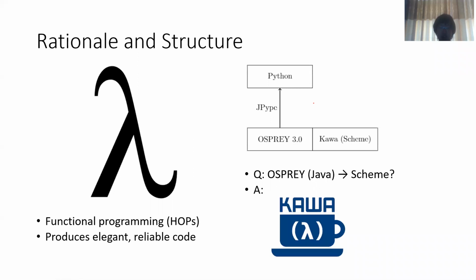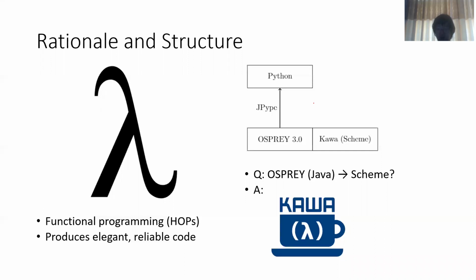Let's get into some rationale and structure of what Scheme OSPREY is. Scheme is a functional programming language in the Lisp dialect of languages, and it supports things like higher order procedures and produces elegant and reliable code, which is minimalist and easy to read. On the right side, we have a little diagram of OSPREY.